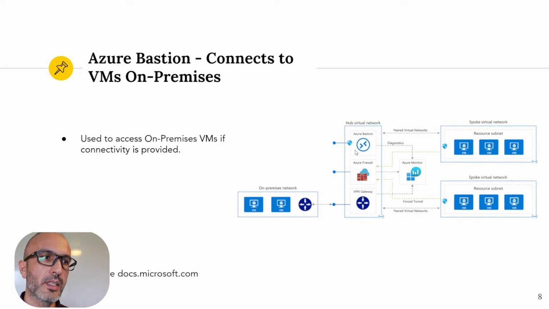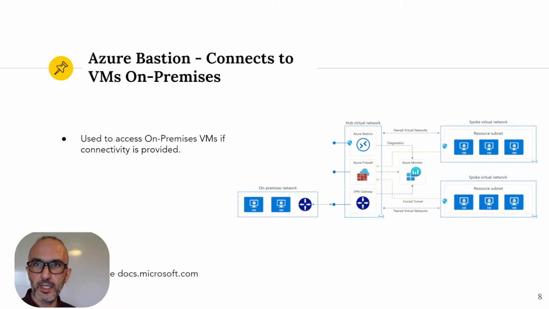And this is a new feature that was added to Azure Bastion: now you can actually use Azure Bastion to connect to the VMs that live in your on-premises networks, just as if you are connecting to virtual machines that live on Azure.